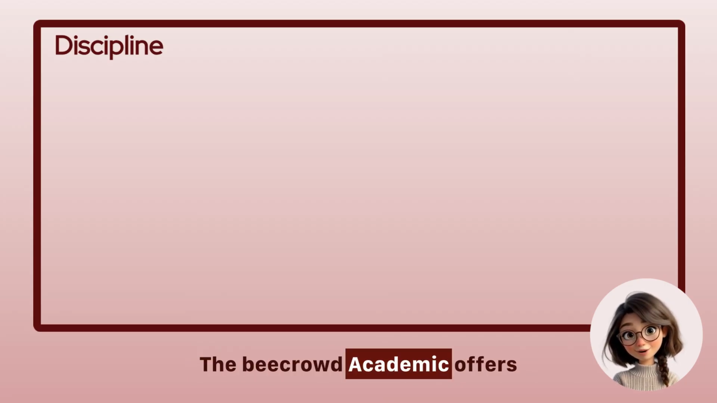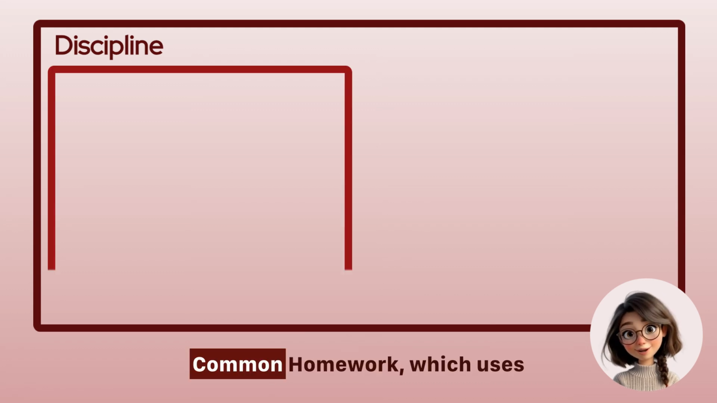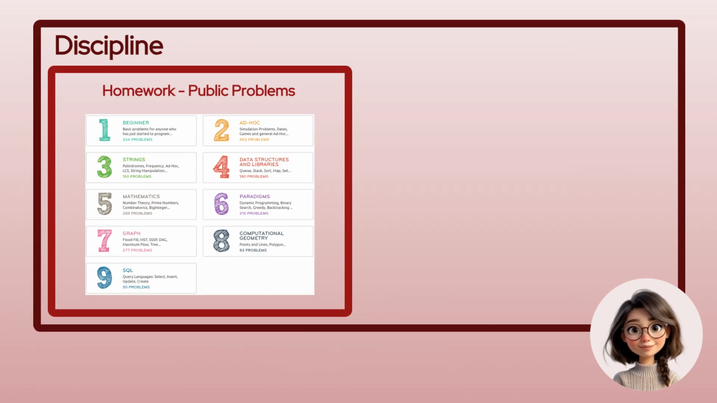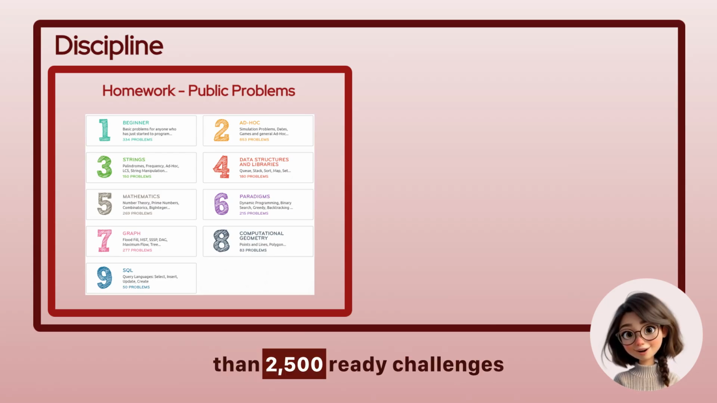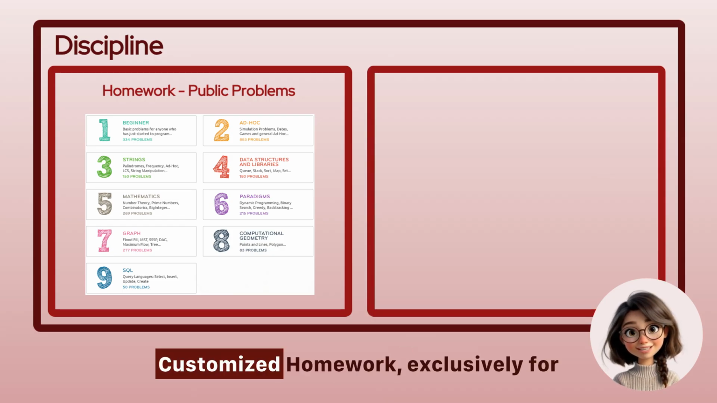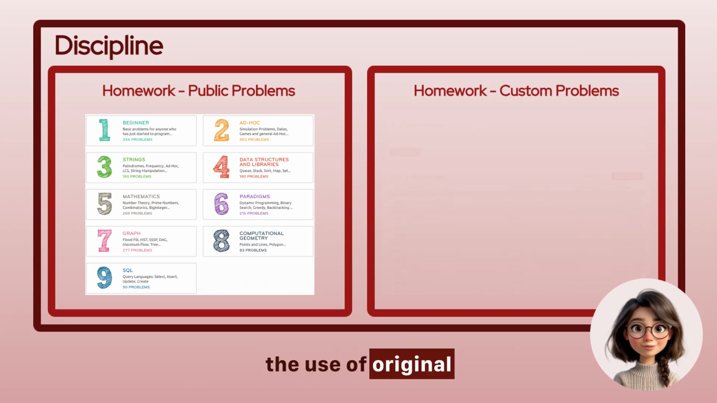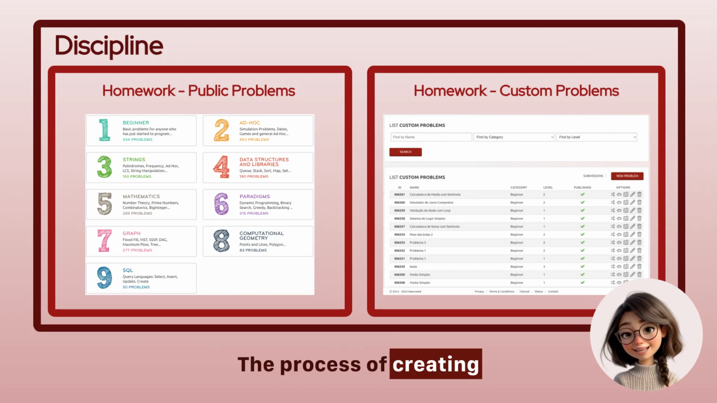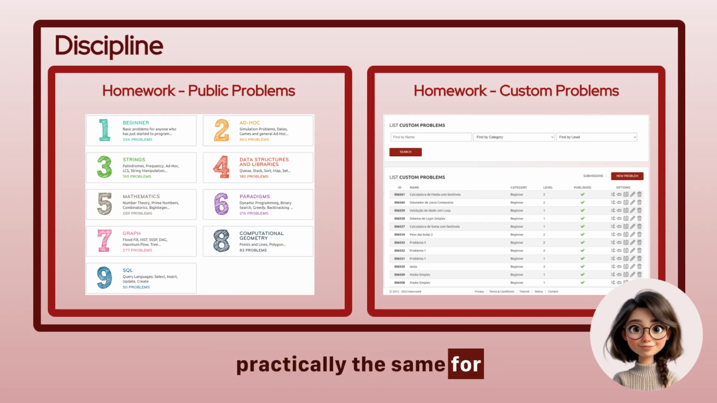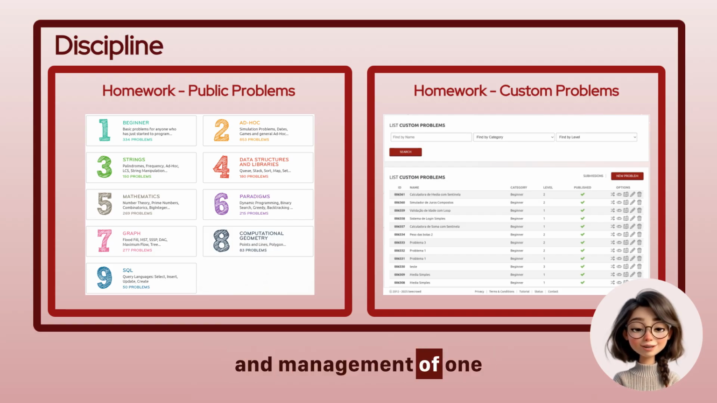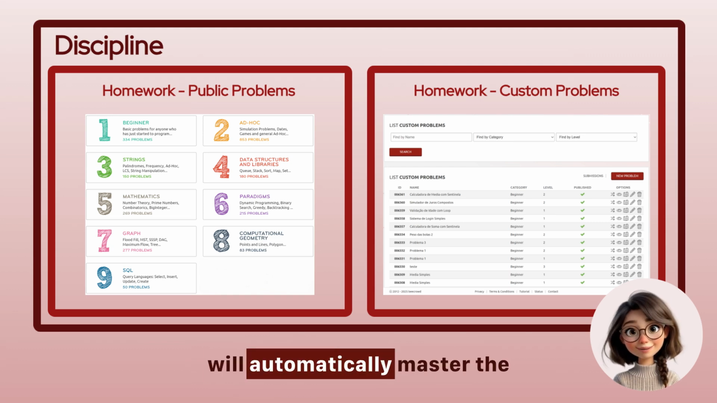The beecrowd Academic offers two types of homework: common homework, which uses coding challenges from beecrowd's public repository. Currently, there are more than 2,500 ready challenges available free of charge for professors to use. Customized homework, exclusively for the use of original problems created by the institution's professors. The process of creating and managing homework is practically the same for both types. The only difference is the type of problem that can be used in each. By mastering the creation and management of one type of homework, you will automatically master the other.